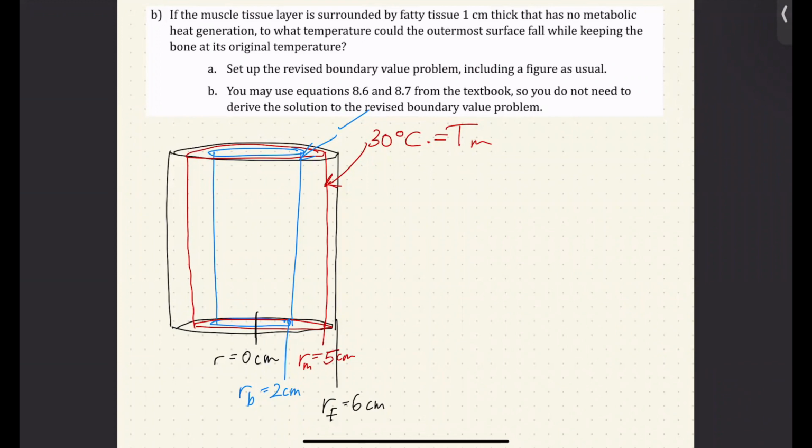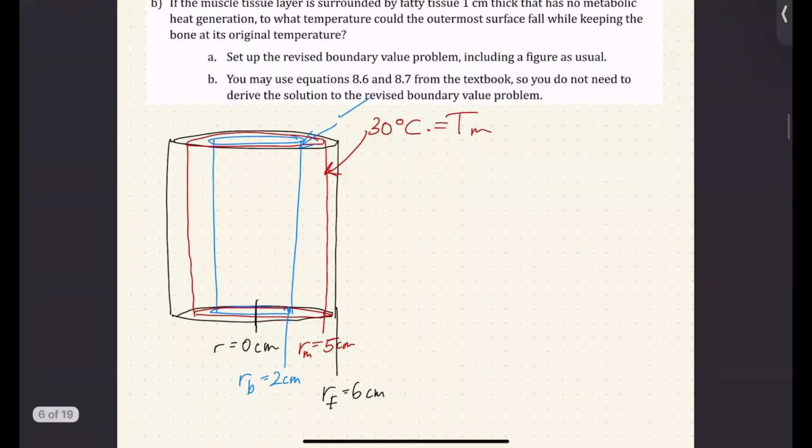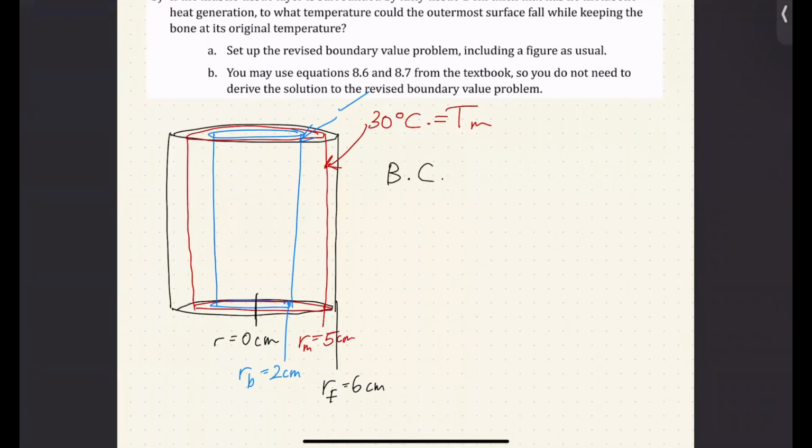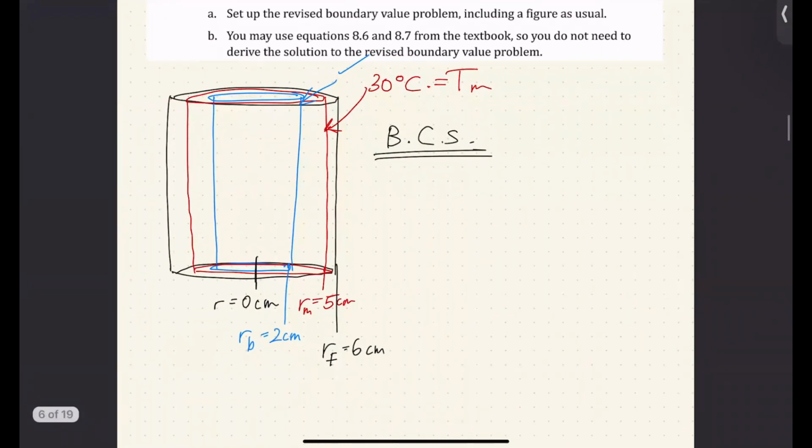So it's asking us to set up the revised boundary value problem, including a figure as usual. So here, what you can do is list all your known boundary conditions, to set up the boundary value problem. So list up your boundary conditions here. Again, very similar to above.